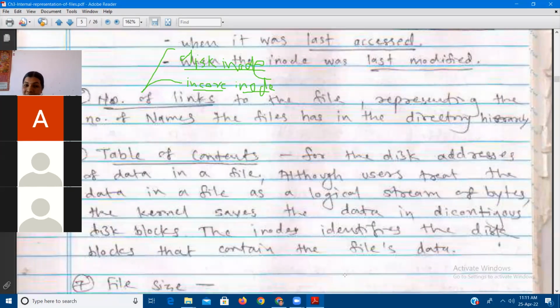If the user wants to open that file, what will the user do? Only externally give the path name. But internally, what does the kernel do? Internally the kernel goes to the table of contents. The table of contents means that table has 3 addresses. This is called the disk address field. So 3 addresses are there: address of the first block, address of the fourth block, address of the sixth block. All these 3 addresses are stored as a part of one file.